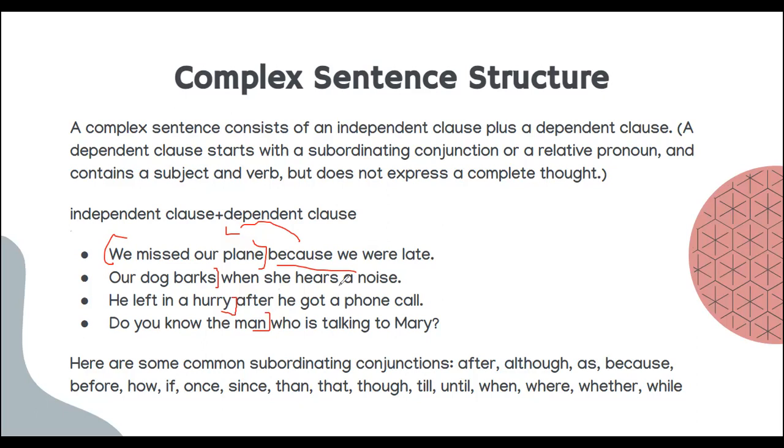And down here we have our common subordinating conjunctions, which are after, although, as, because, before, how, if, once, since, then, that, though, till, until, when, where, whether, while. Whether is a bit rarer compared to the others.